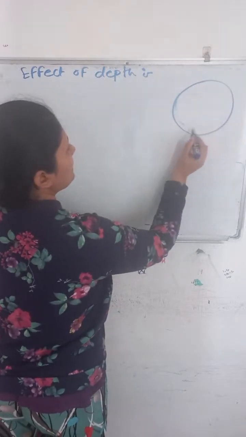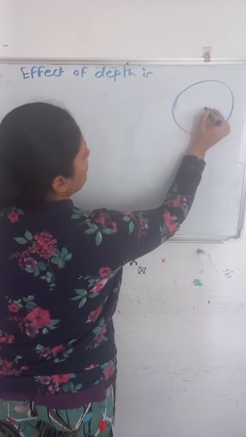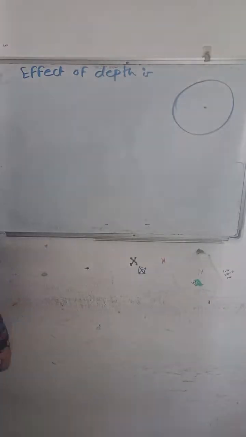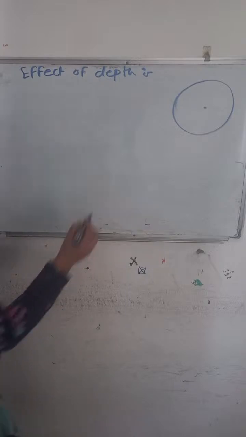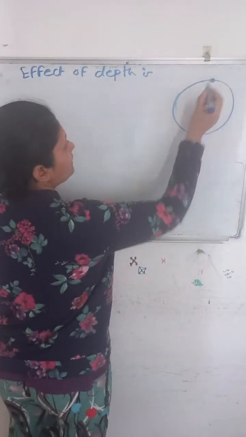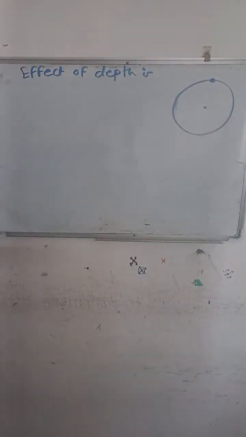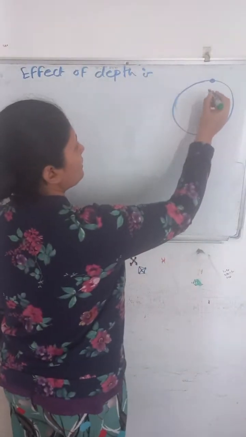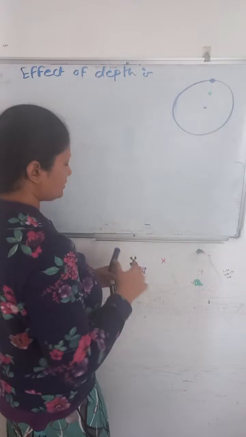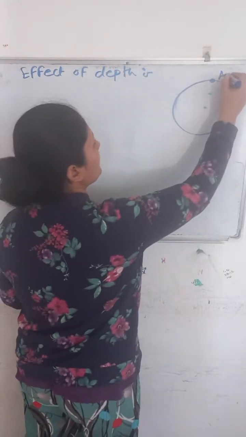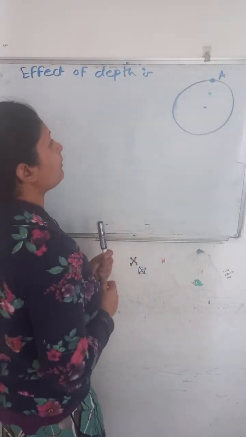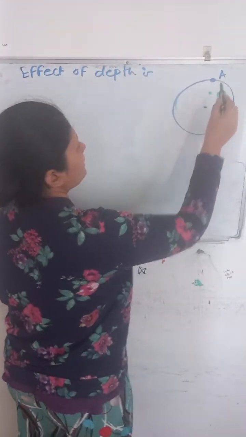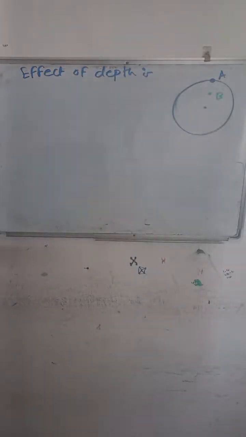Now here we have this earth having radius capital R and mass capital M. Now we took that body initially at the surface of the earth. Now I brought that body inside the earth's surface, somewhere here. So initially it is at point A, now it is at point B.